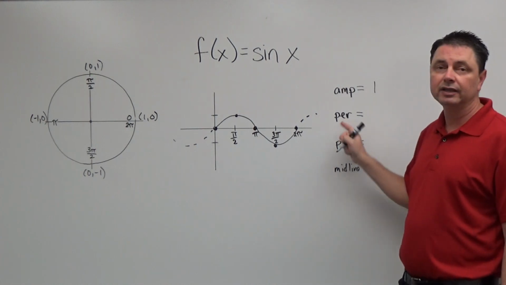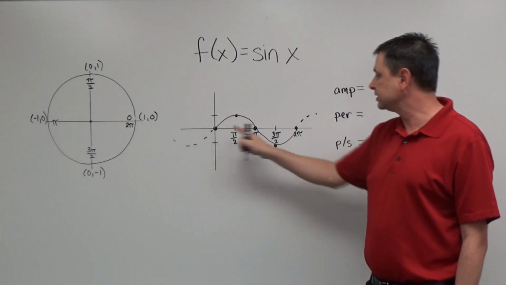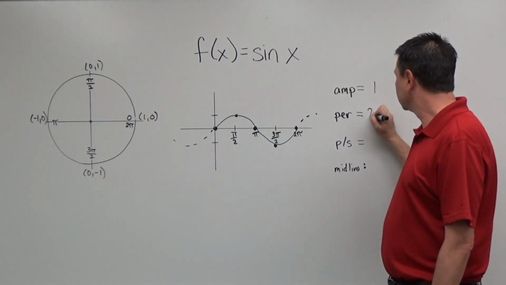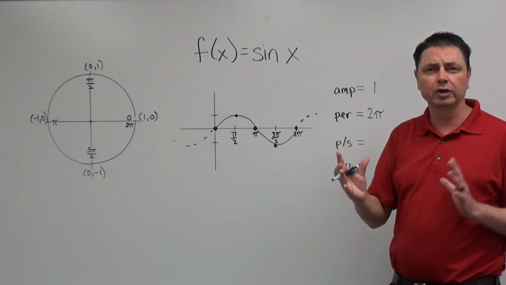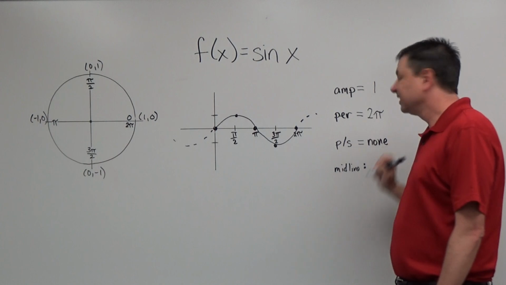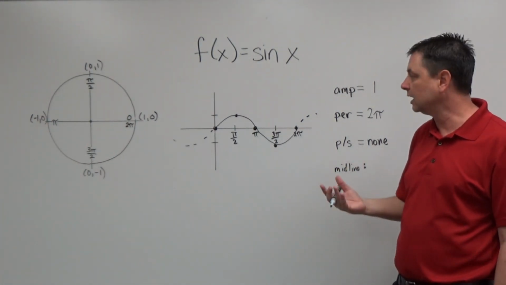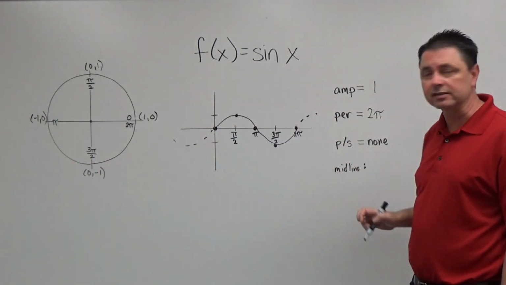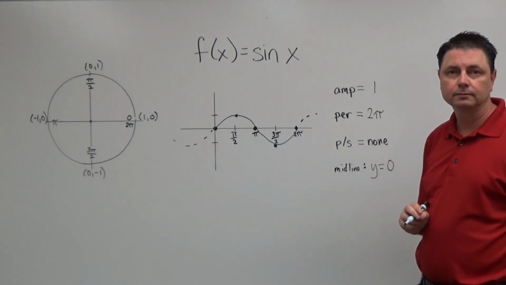The period is the distance that it takes to complete one full cycle of the graph. We started at 0, we ended at 2 pi. The distance from 0 to 2 pi is 2 pi. The phase shift is a horizontal shift which has not occurred here. So we could say none. And then the midline is the equation of the line that cuts the sine function in half. And that is the x-axis, or y equals 0.